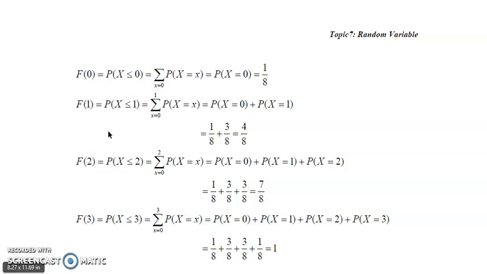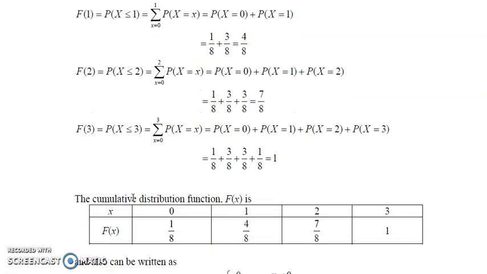So we can represent it as capital F of 0, capital F of 1, capital F of 2, and capital F of 3 to represent the CDF. This is a representation of your CDF. Please put some notes over there. There is a difference between PDF and CDF.